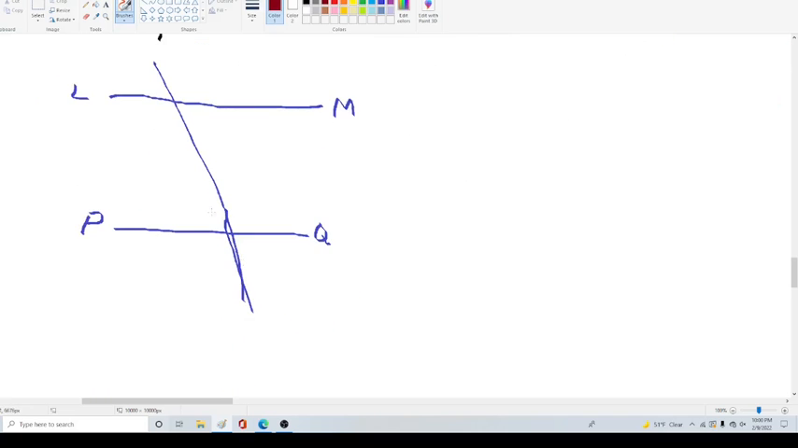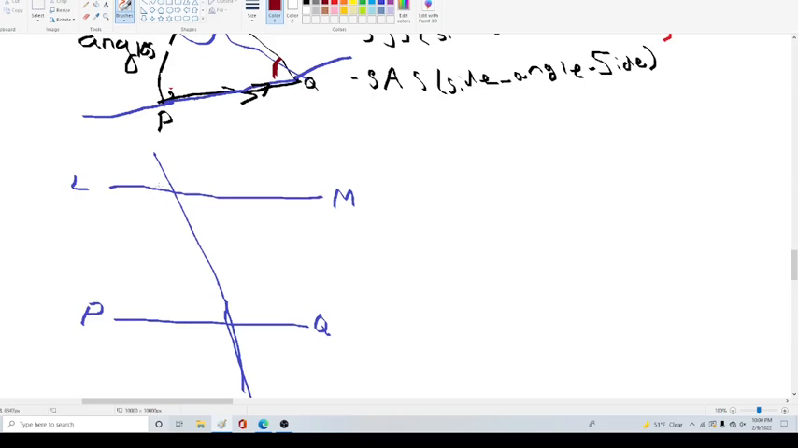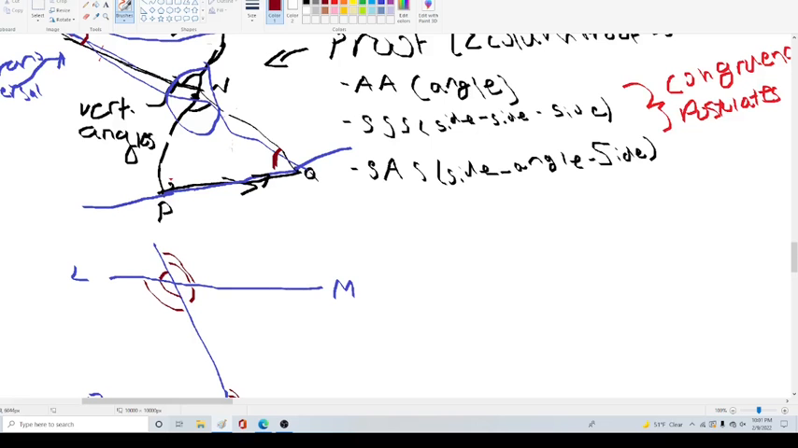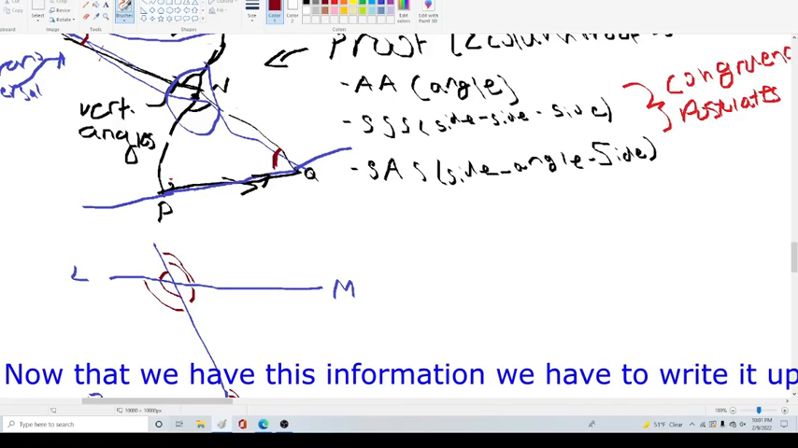Like I said, this and this are congruent by alternate interior angles if there's a transversal, and we can do the same with these here. We already know that because of vertical angles, these are congruent. And the same idea, these are congruent by alternate interior angles. So we have two angles and two angles that are congruent. Therefore, they are similar by the angle-angle postulate.